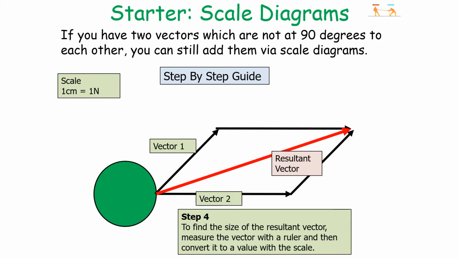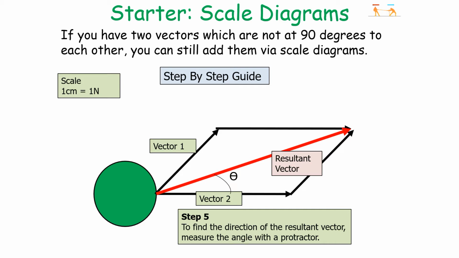We can then find the size of the resultant vector by measuring the vector with a ruler and then converting the value with a scale. We can then find the angle of the vector by using a protractor to measure the angle of our resultant vectors.